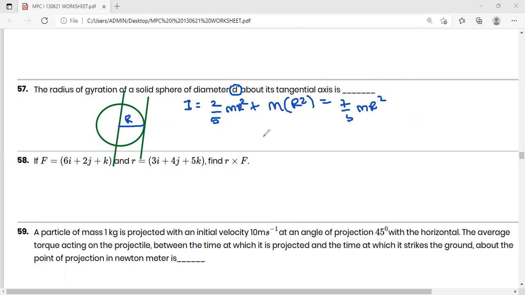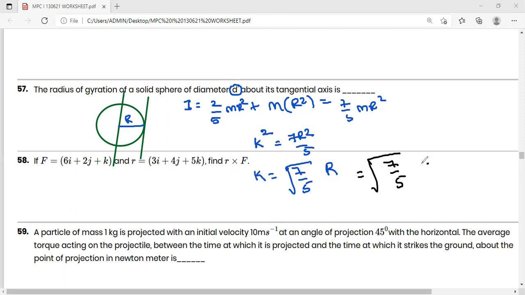Radius of gyration k squared can be taken as 7r squared by 5, and k can be taken as root over 7 by 5, and root r squared will be r only. But you have to write in terms of d only, no? So we can write here in terms of d: it is root over 7 by 5 into d by 2. So finally half into root over 7 by 5 into d. In any way you can write it. That is the answer for the given question.